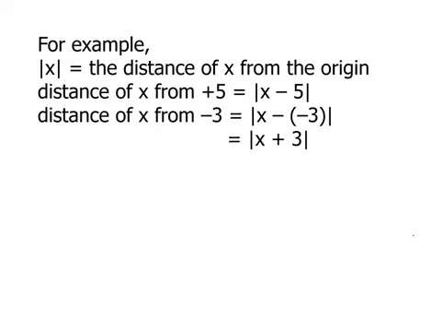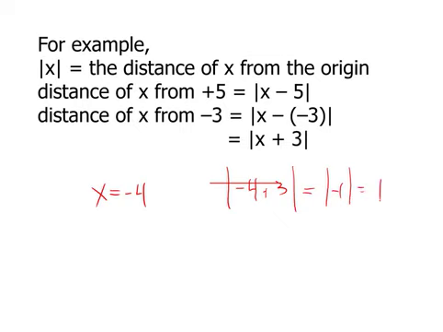Now notice this formula also works perfectly well, because if I try a point, say, x equals negative 4, well, what's the distance from negative 3 to negative 4? Well, if we plug in negative 4 plus 3, we'll get the absolute value of negative 1, which is 1. And it is a distance of 1. That makes sense. But what happens if we put in positive 4? Well, then we get the absolute value of 4 plus 3, which is 7.